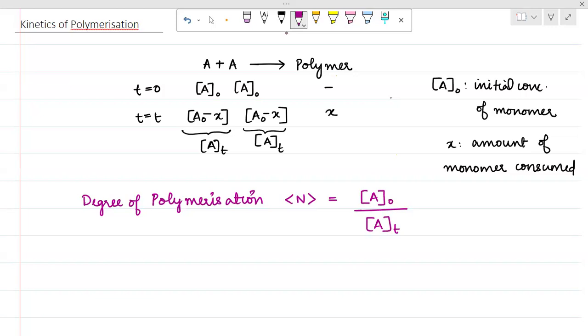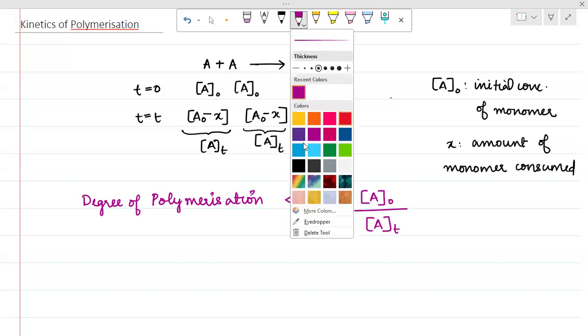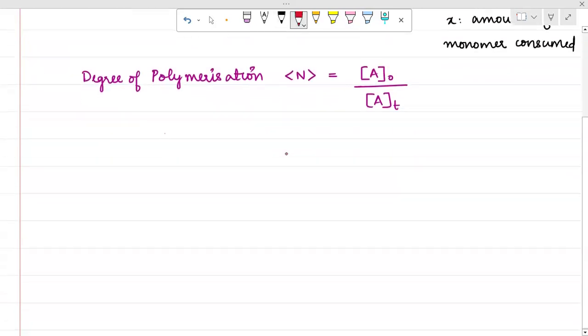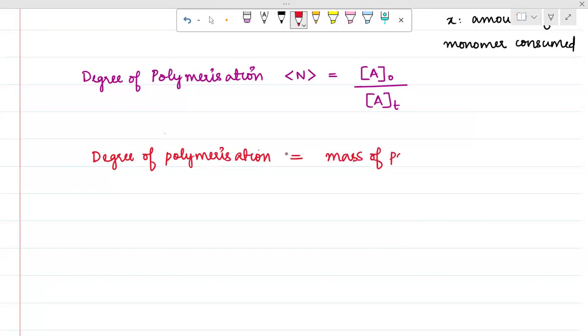Okay. Now there is another equation which can be applicable only to addition polymers. I'll tell you the reason why. For example, another equation: degree of polymerization is equal to mass of the polymer divided by mass of the monomer.